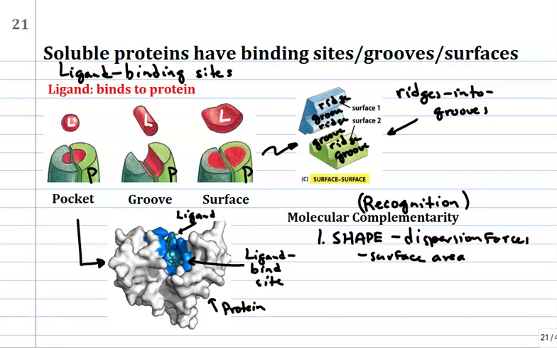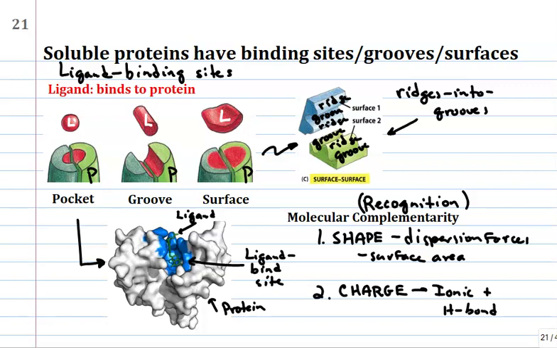Hey, we have binding. Now, don't think shape is the only thing. When a ligand binds a protein, whether it be a pocket, a groove, or a surface, there's going to be charge complementarity. And this can certainly be ionic. And then we can also put in hydrogen bonding here, right? Now, hydrogen bonding is interaction between partial charges, and ionic interactions are between full charges. But we can still call this charge complementarity.